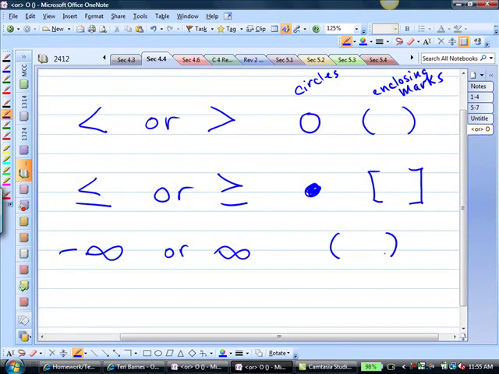You're going to need that for the way you write your answer. It will make a difference. If it's supposed to be parentheses and you put brackets, it'll be wrong. Vice versa. So you need to get this down. Okay?